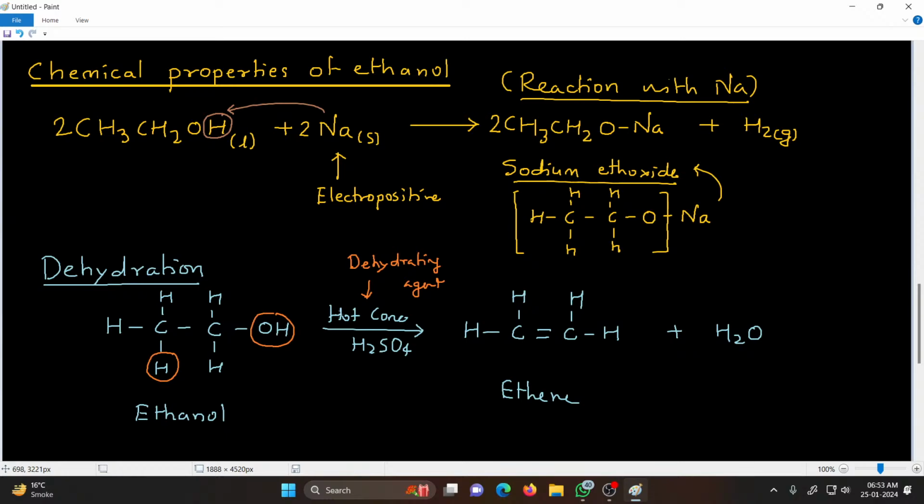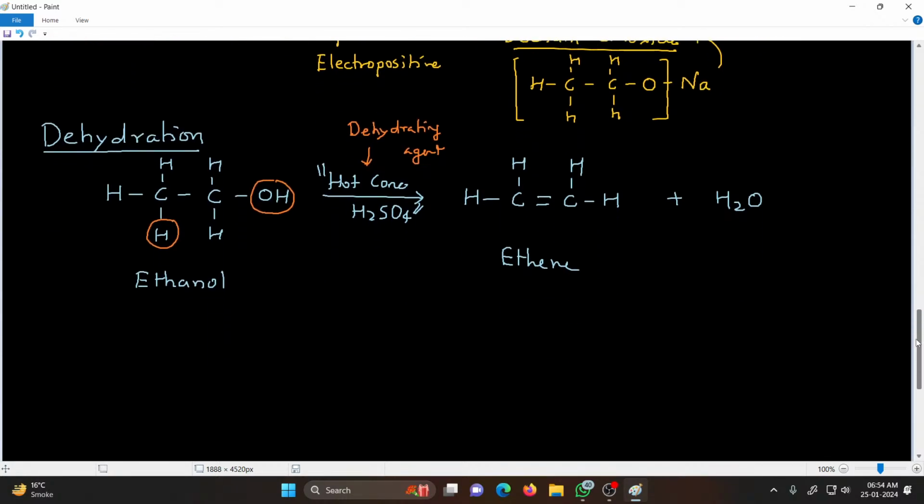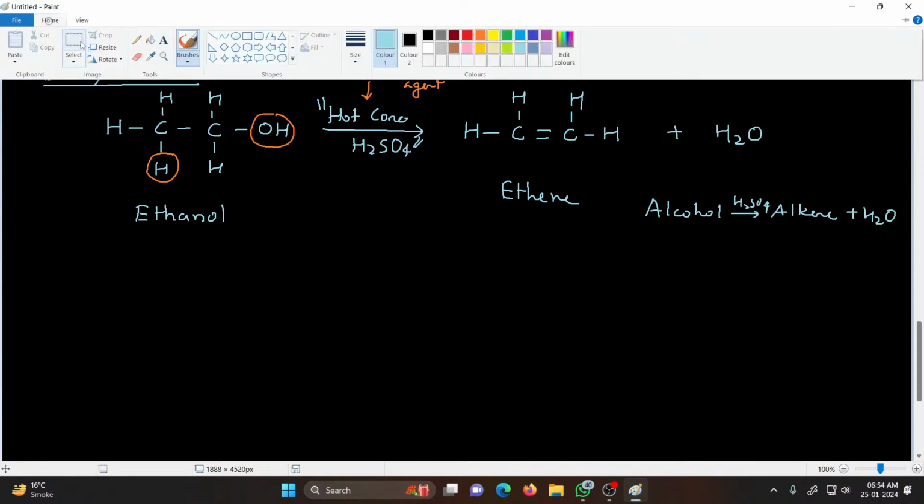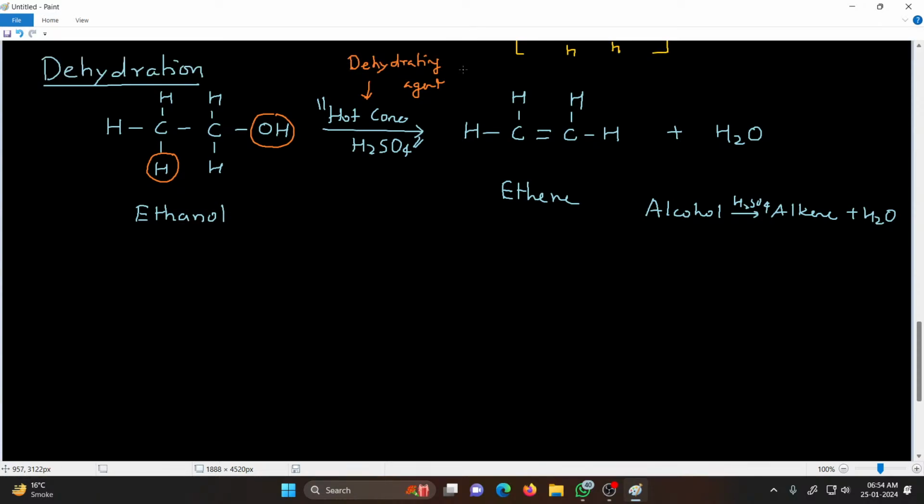So how can you remember? Hot concentrated sulfuric acid is the dehydrating agent. So you have to remember like this: if hot concentrated sulfuric acid is used, it will remove water from alcohol and it will then produce an alkene. So as a general reaction, you can say that the alcohol is converted into alkene along with water, and that's why it is a dehydration reaction. The dehydrating agent is sulfuric acid.